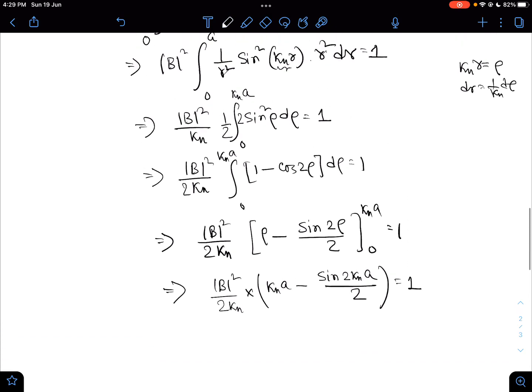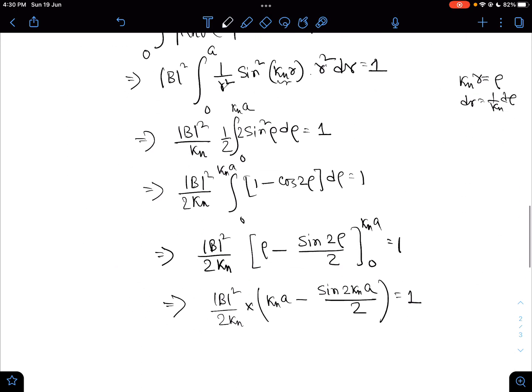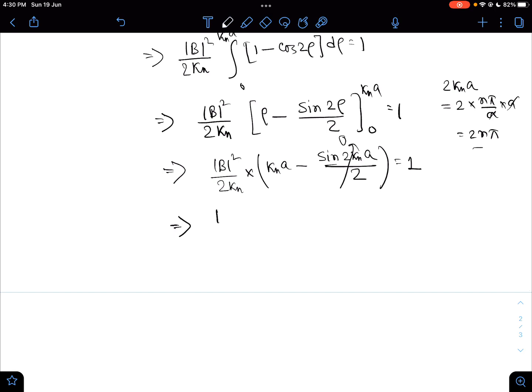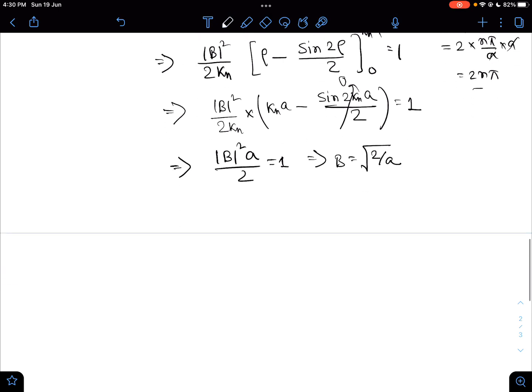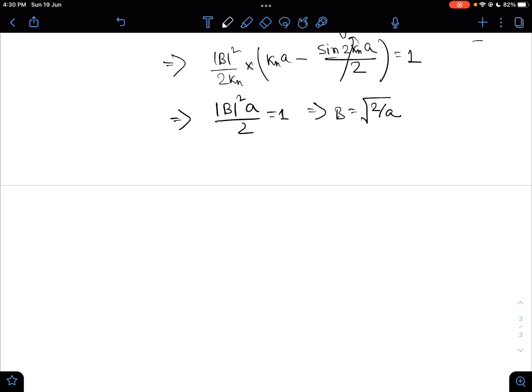Now if we put in our value of kn, that is basically n pi by a, then 2kna will give us 2 n pi by a into a. So we will end up with 2 pi n, and sin 2 pi n will be 0. So this term will boil down to 0, and we are left with b squared a by 2, which should be equal to 1. So b is root under 2 by a. So we have found our value of b, and our normalized radial wave function is thus given.